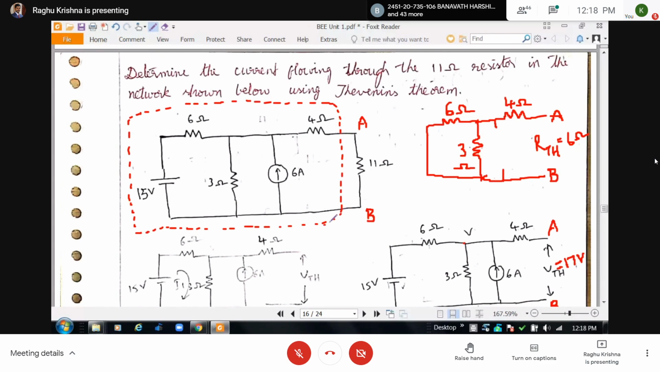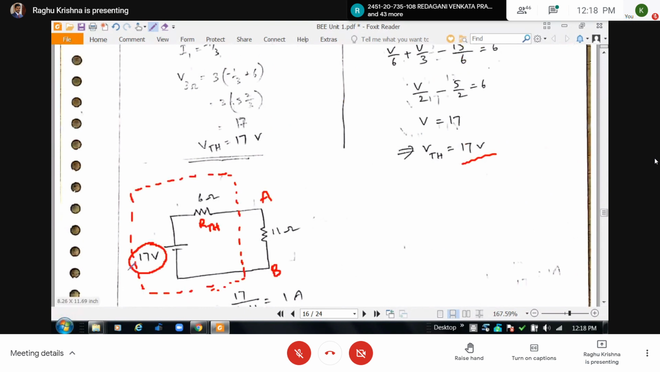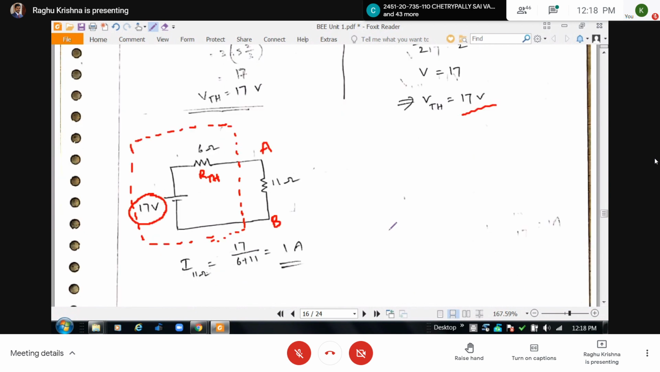So this dotted portion I replaced with this simple equivalent circuit consisting of VTH 17 volts, RTH 6 ohms. Now here I can find out the current flowing through 11 ohms. So here voltage divided by resistance. So 6 and 11 are in series. So 17 by 6 plus 11 I am going to get as 1 ampere.